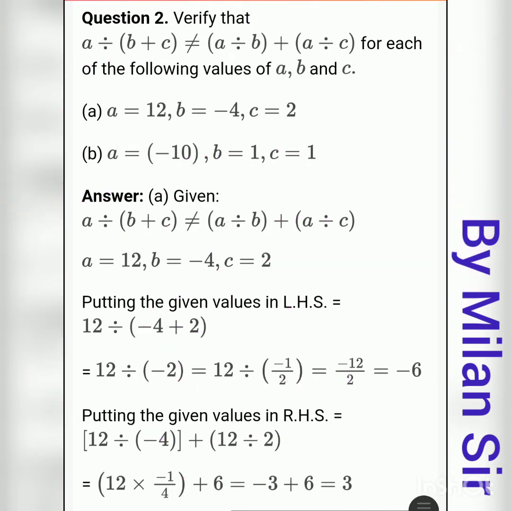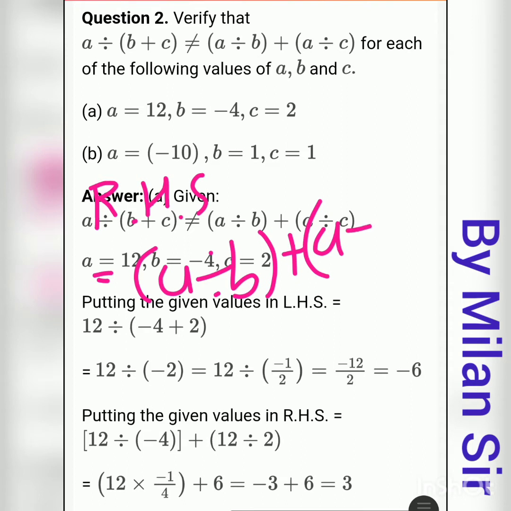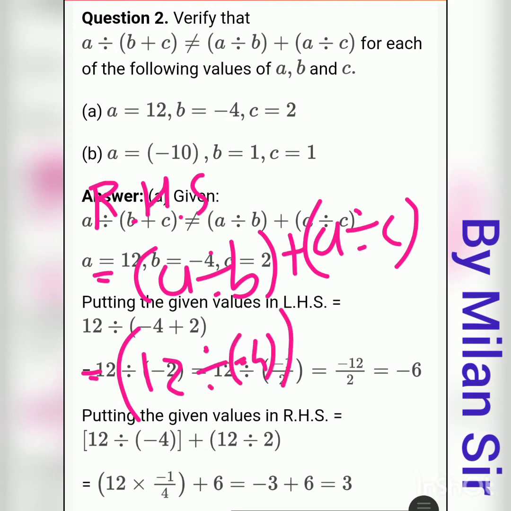Now we need to solve the right hand side. The right hand side, RHS, is equal to a divided by b plus a divided by c. Now put the values of a, b and c. So a is 12, divided by b. B is -4, and we need to write it in brackets. Then plus a divided by c: a is 12, divided by c, which is 2.